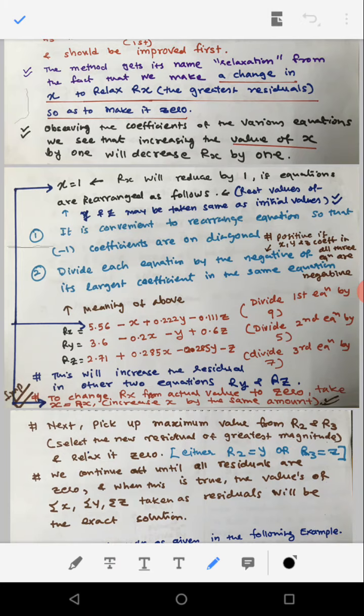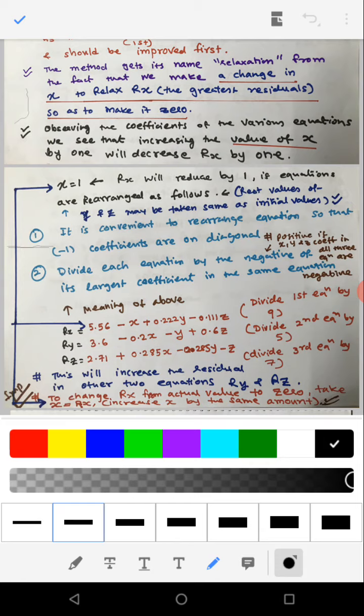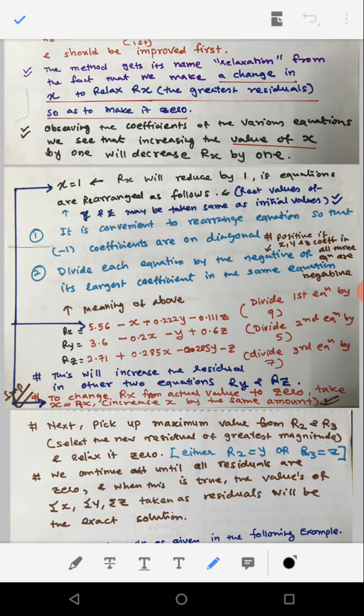Again here you can see the value of Rx, Ry and Rz. You can check here, the minus x coefficient, minus y coefficient, minus z coefficient are having minus 1 value, and the whole equation is being divided by its largest coefficient, that is by 9. Second equation is obtained by dividing by the largest coefficient 5, and third equation divided by the largest coefficient 7.